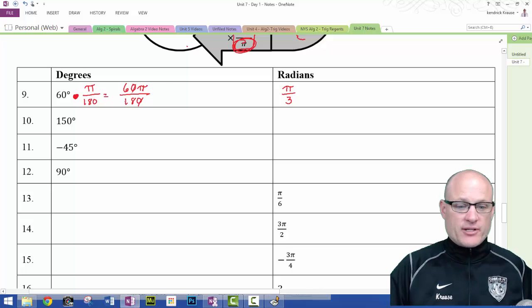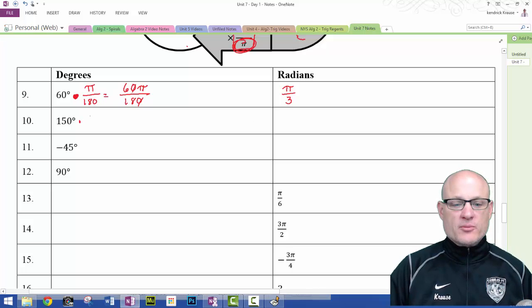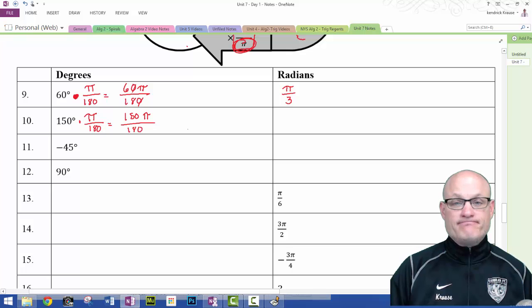And we'll do this a couple times. We'll multiply by pi over 180 here, and we get 150 pi over 180. Get rid of the zeros.